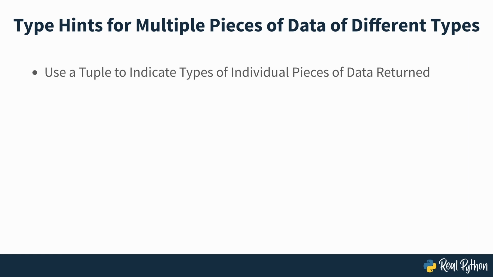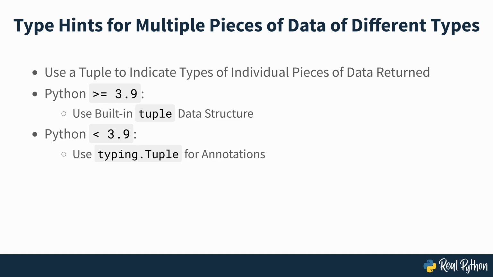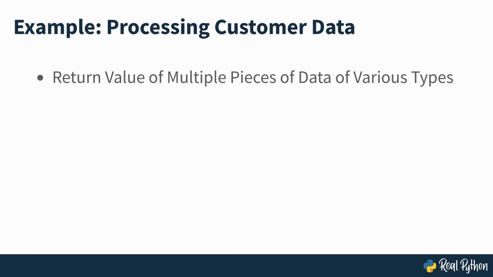You can use a tuple to indicate the types of the individual pieces of data that a function returns at once. In Python 3.9 and later, you can use the built-in tuple data structure. On older versions, you'll need to use typing.Tuple in your annotations. Now consider the situation where you want to build on the previous example. You want to declare a function whose return value incorporates multiple pieces of data of various types.